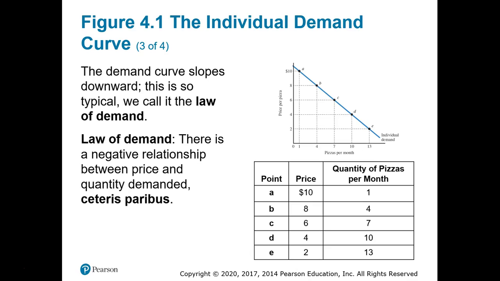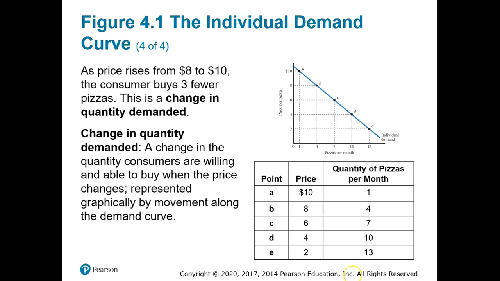It is a downward battle for sellers to compete with us. They're not going to win. We want the lowest price possible. As prices rise from 8 to 10, the consumer buys 3 fewer pizzas. This change in quantity demanded changes the actual demand of what we want number-wise.